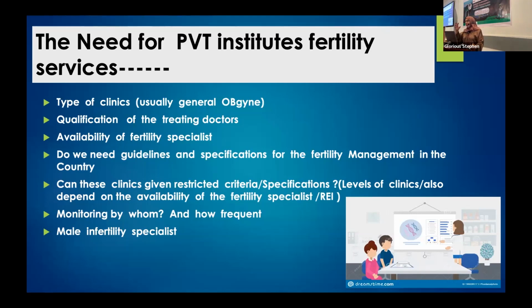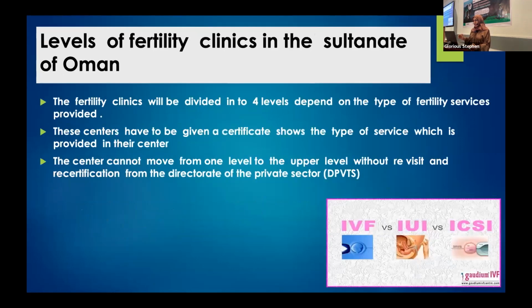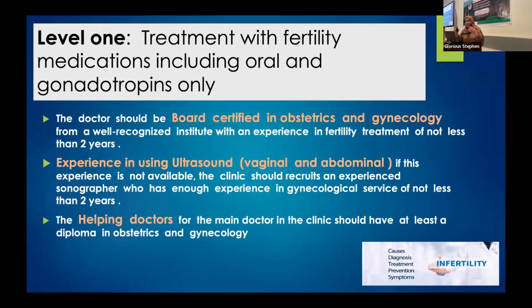So what we can see now is that I can divide the fertility centers into 4 levels, according to the certification of the doctors and the type of management they are giving. Level 1 usually has the fertility medications, including oral agents and gonadotropins, which are the injectables. The oral is usually Clomid or Letrozole. And we hope that fertility treatment should be given only by an OB/GYN, because we hope that the OB/GYN has at least some knowledge of fertility treatment.